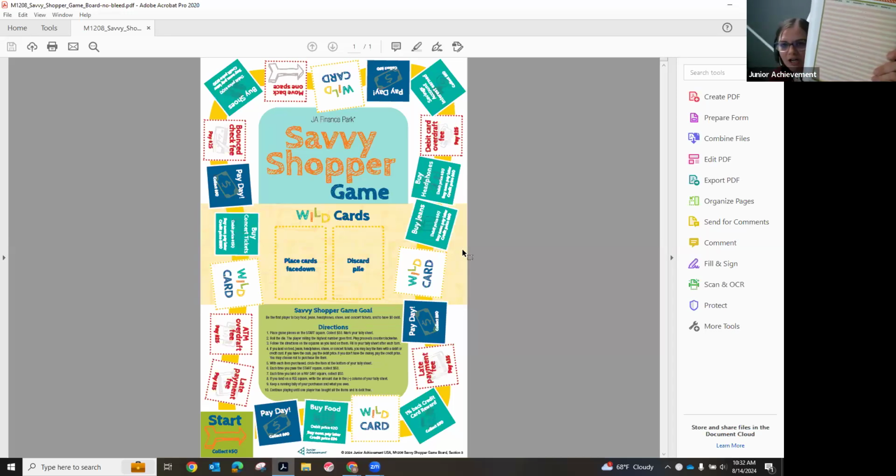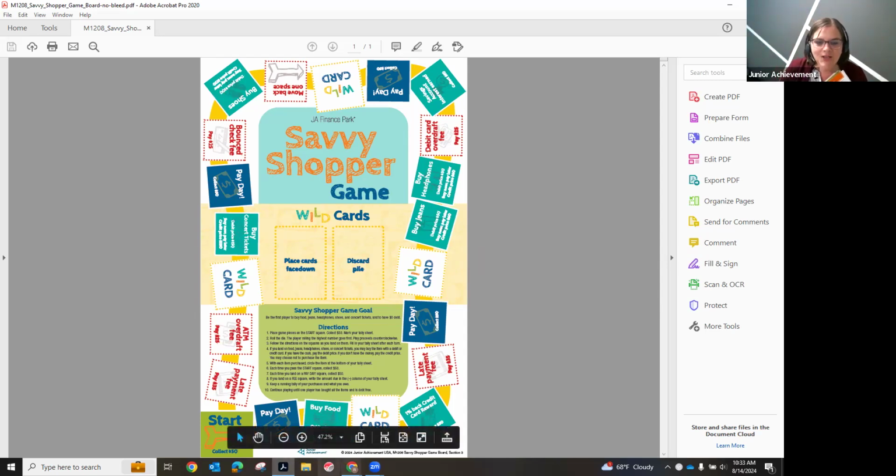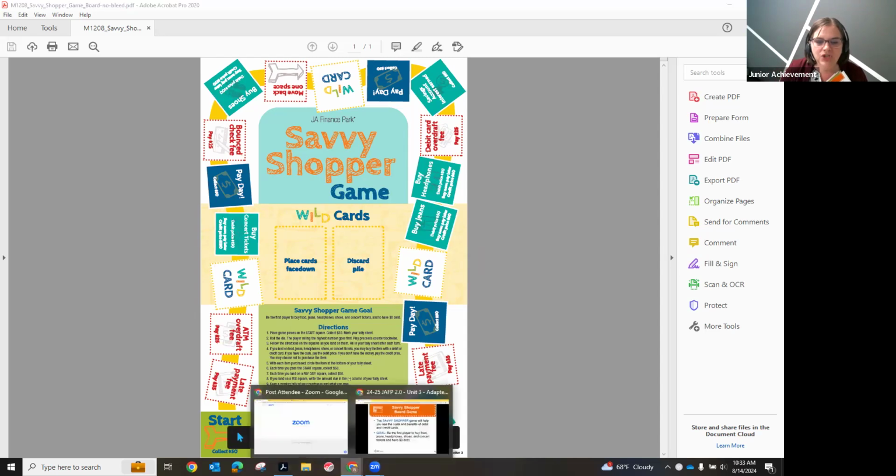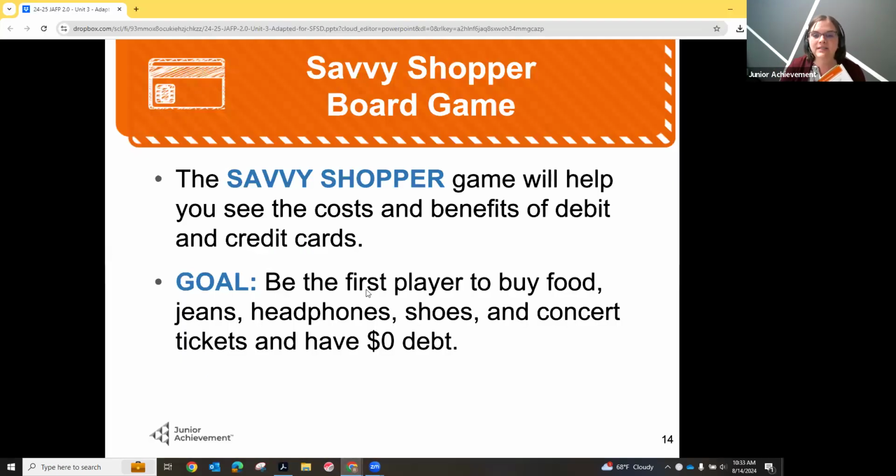So you might need to talk a little bit about that with the students, make sure that they understand how to use this page. This is going to be their general ledger. And then on the bottom, there are all of these specific items that they're supposed to purchase. So I guess I jumped too quickly. The goal is to be the first player to buy food, jeans, headphones, shoes, and concert tickets and have $0 debt. Okay. So that's the goal.